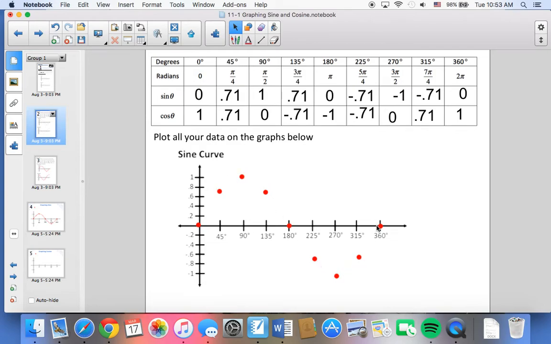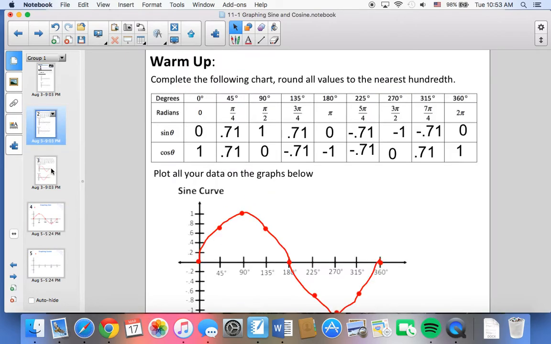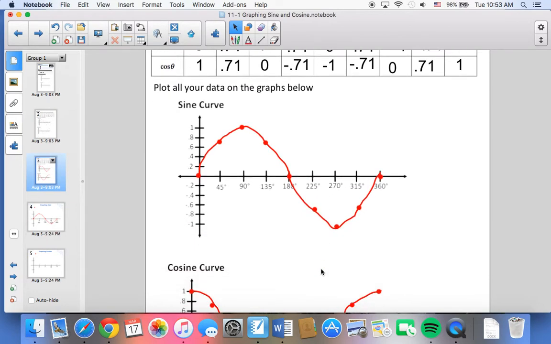It should not be straight. It should be a curve. I did the best I could with my mouse, so that's what it should sort of look like. Hopefully yours is a little neater than mine. And then let's do the same for cosine.